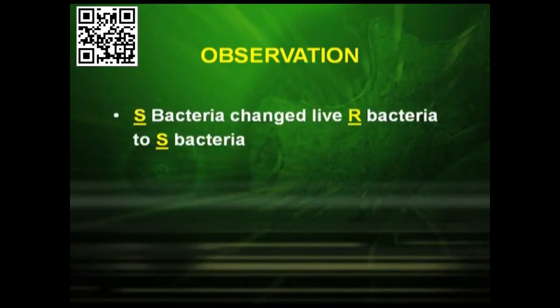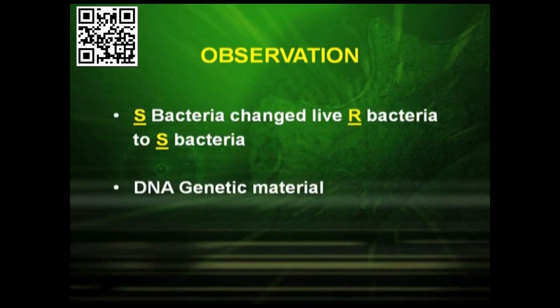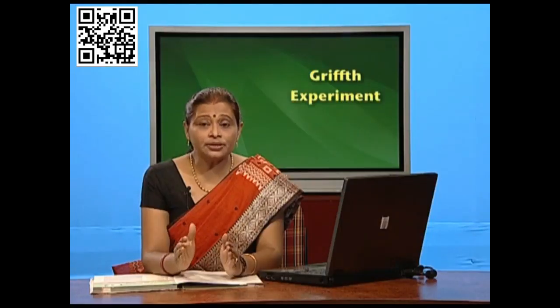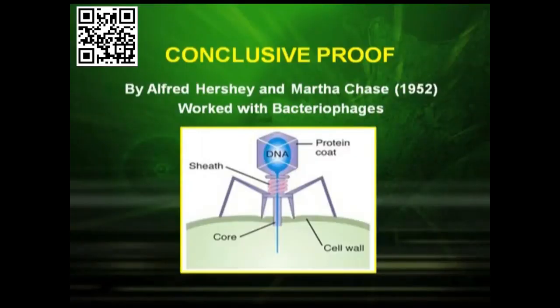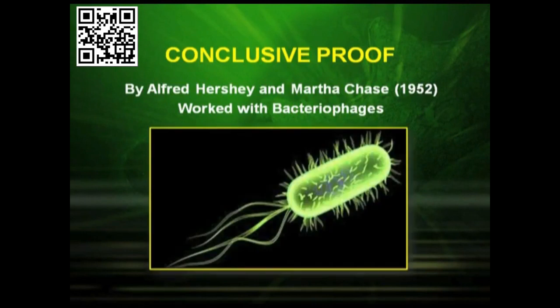Their observation was that S bacteria changed live R bacteria to S bacteria, and so the mice died. And that was the characterization by the scientists that DNA is the genetic material. But the conclusive proof only came from the experiment performed by Alfred Hershey and Martha Chase in 1952. They worked on bacteriophages and E. coli. Now, let us see how they performed the experiment.